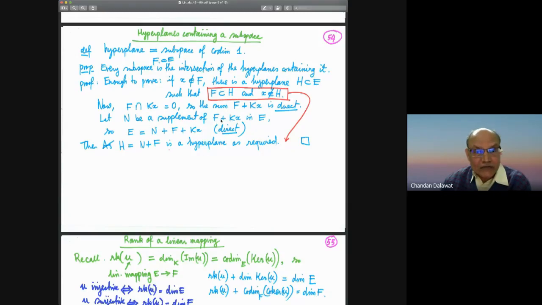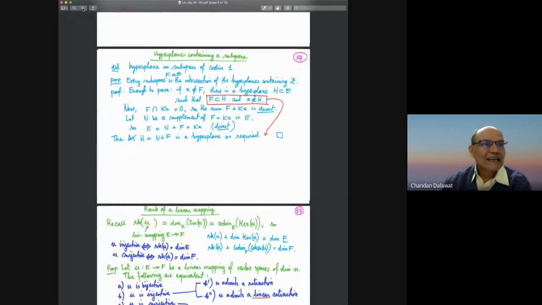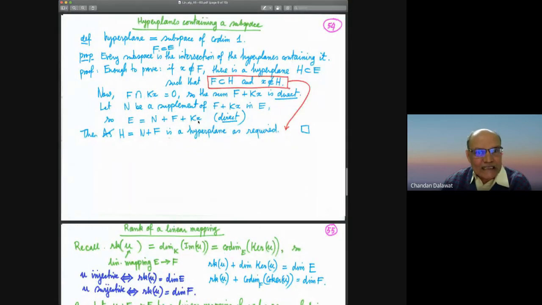Now this F plus Kx is, after all, a subspace of E, so it has a supplement. Every subspace is a direct summand, and a direct summand is one which has a supplement. So take a supplement N of F plus Kx. What a supplement means is that E is the direct sum of these two subspaces, N on the one hand and F plus Kx on the other. Now let's look at this hyperplane N plus F. N plus F is also a vector space. Call it H. It's clearly a hyperplane, because it has a supplement Kx, which is a line, which is to say that E modulo H is isomorphic to Kx, which has dimension 1, which is to say that H has codimension 1, which is to say that it's a hyperplane.